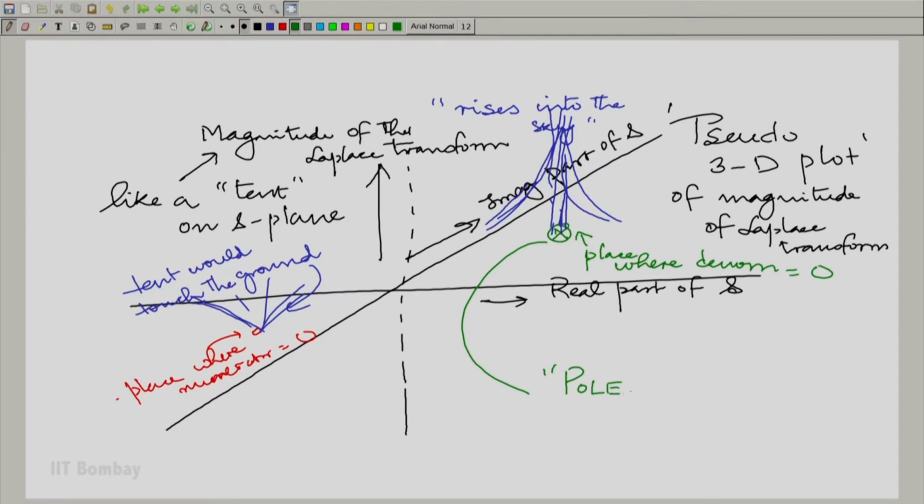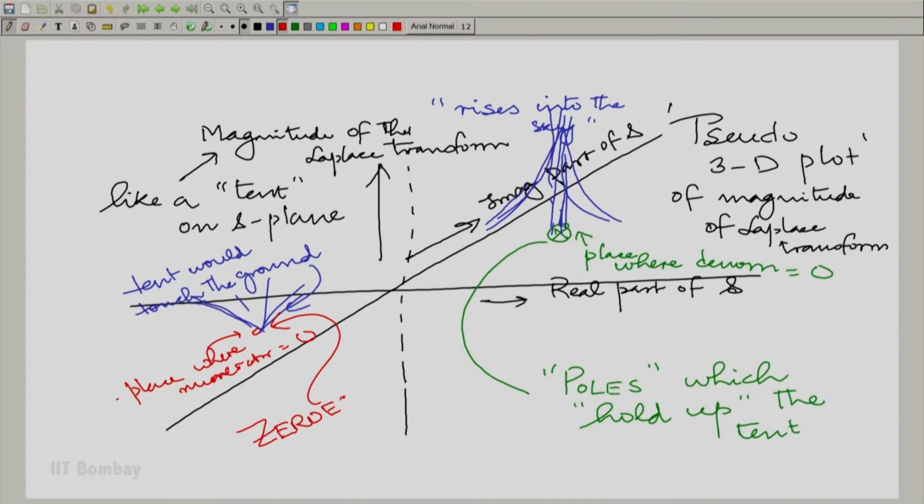These are the poles which hold up the tent, and these, the places where the numerator is 0, are the zeros which pin down the tent. So, it is poles and zeros together which make a rational system function. If I know the poles and the zeros, I know almost everything about the rational system function except for one little thing. Let me hint at what is still left with an example.